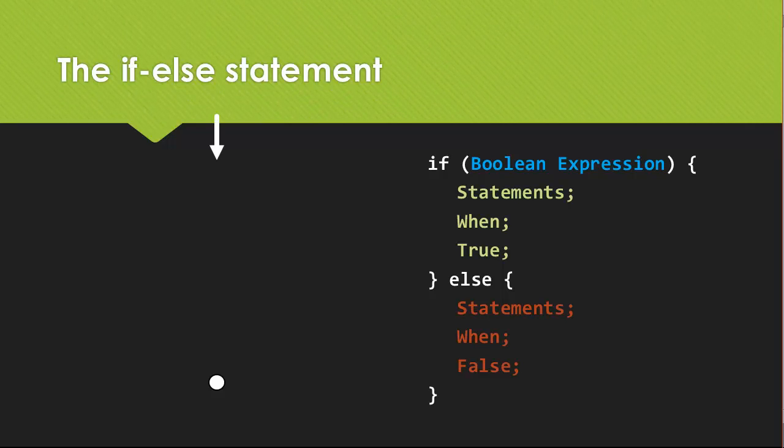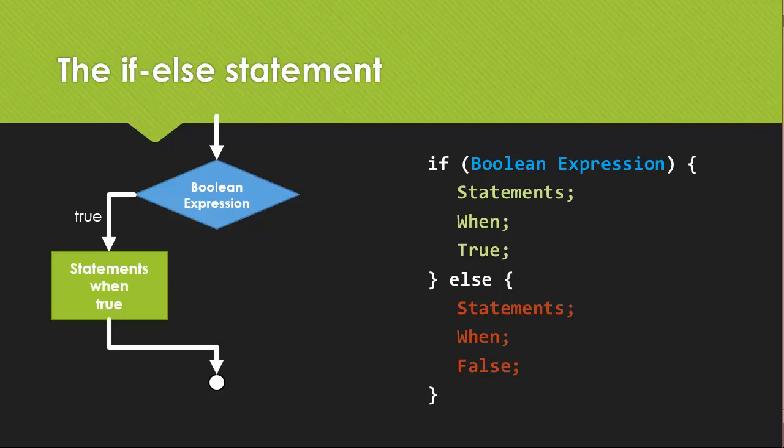Let's begin by overviewing the if-else statement. The if-else statement allows you to branch your code based on a Boolean expression. The first thing that happens is a Boolean expression is tested for a true-false condition. Boolean means true-false. If the expression is true, a series of statements are executed.